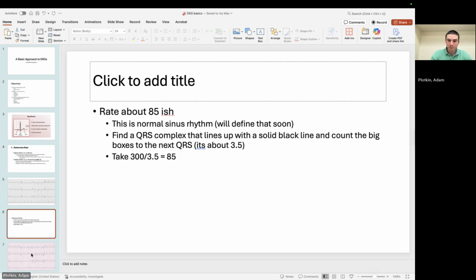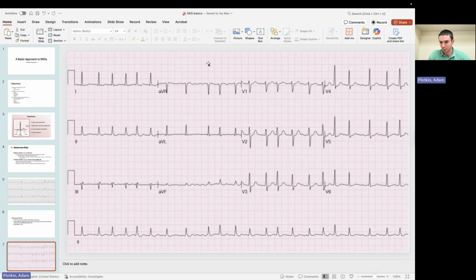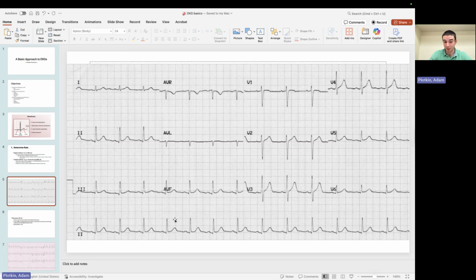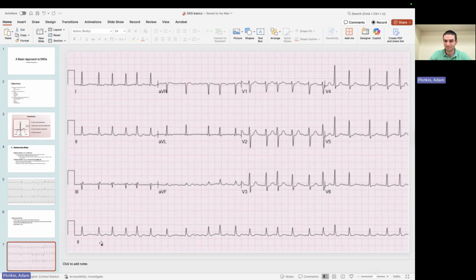All right. Okay, so now I want you to calculate the rate on this one. Pause your screen and think about it. For this one, right away, you can take a look at the rhythm strip and you're like, this doesn't look the same as the last one. The last one was going out at a regular interval. And you look at this one, and this is all over the place. We got a wide gap, short, short, short, wider, wider. And so I would call this irregularly irregular.